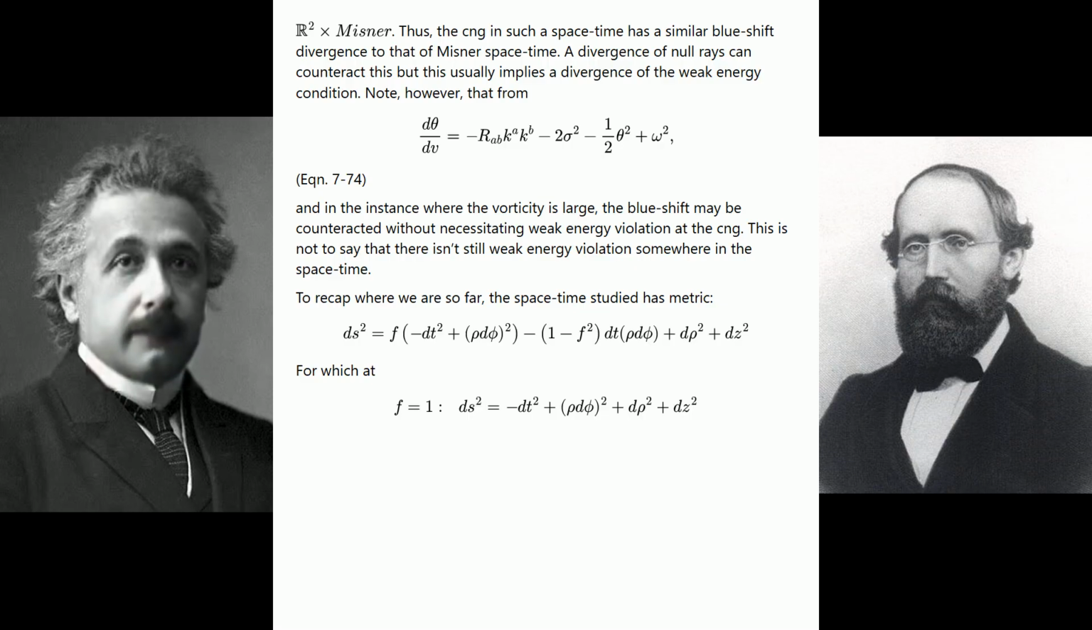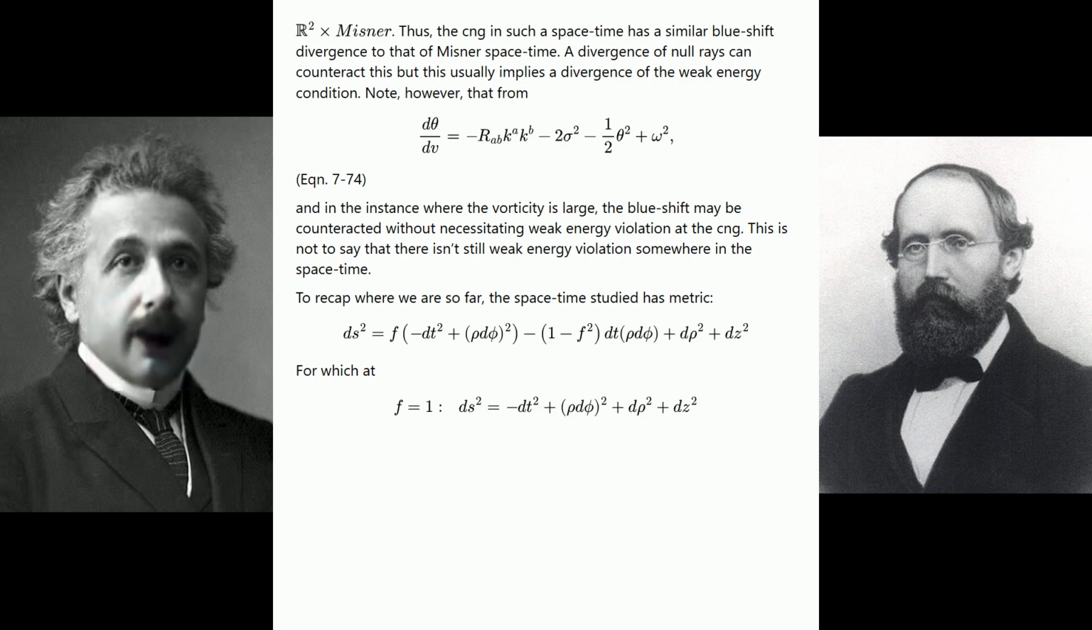Thus, the CNG in such a spacetime has a similar blue shift divergence to that of Misner spacetime. A divergence of null rays can counteract this, but this usually implies a divergence of the weak energy condition. Note, however, that from equation 7-74, and in the instance where the vorticity is large, the blue shift may be counteracted without necessitating weak energy violation at the CNG. This is not to say that there isn't still weak energy violation somewhere in the spacetime.